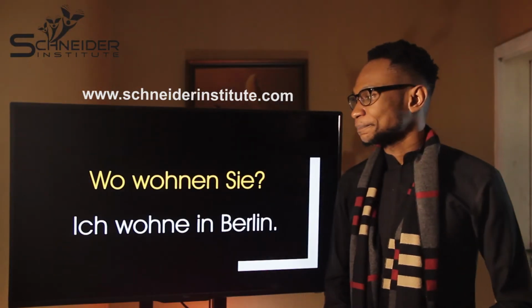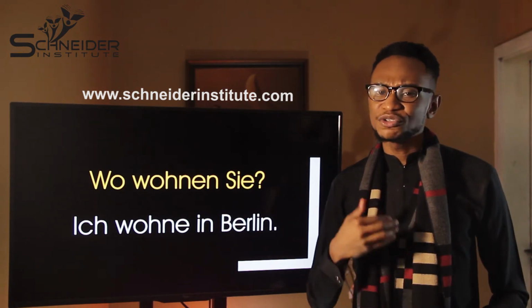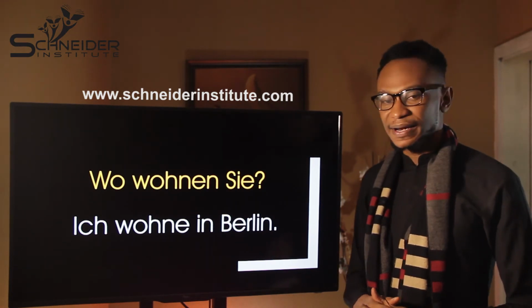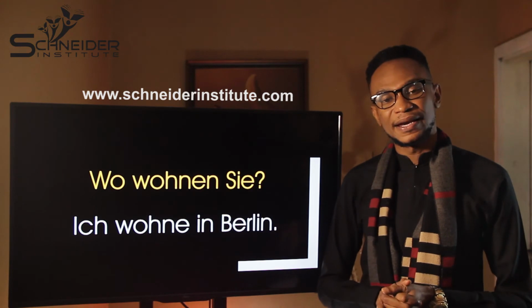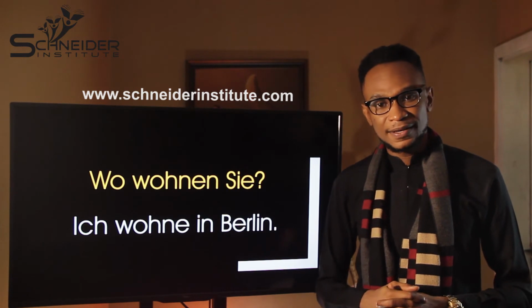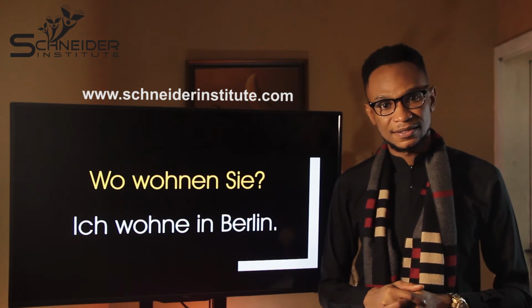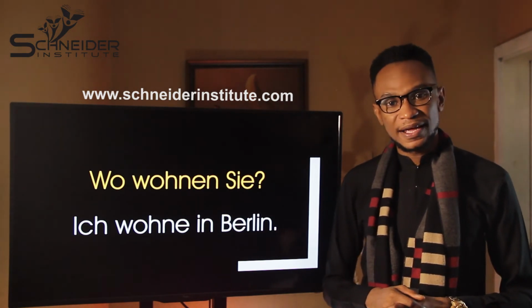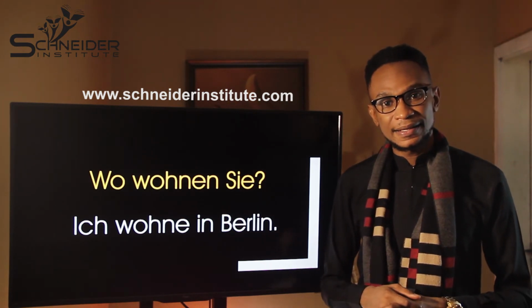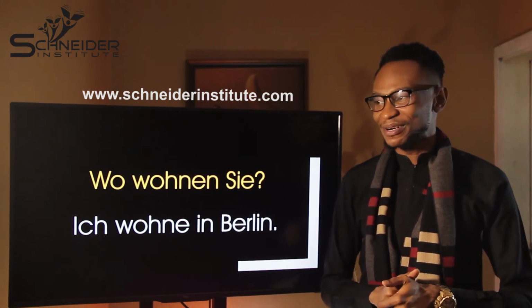Up next we have where you stay or where you live. Wo wohnen Sie? Where do you live? All right. My answer here is Ich wohne in Berlin. I live or I stay in Berlin. Let's say it together. Wo wohnen Sie? Ich wohne in Berlin. I stay in Berlin. That's the answer. Ich wohne in Berlin. Wo wohnen Sie?